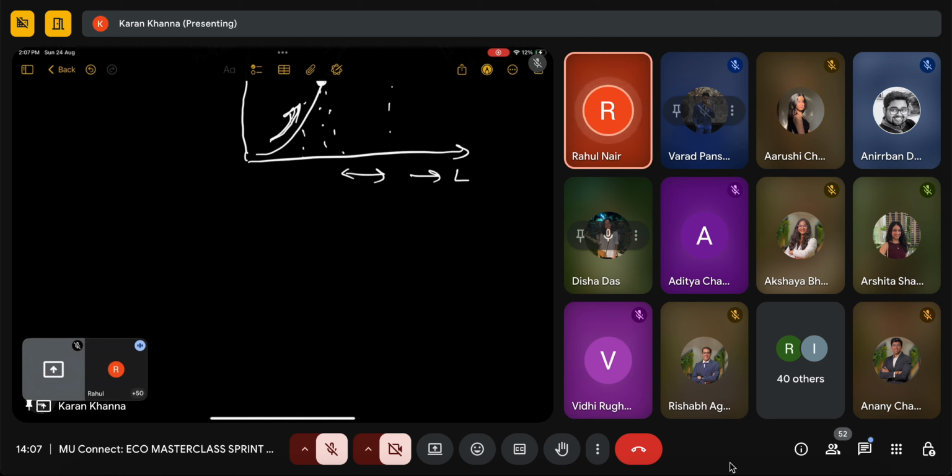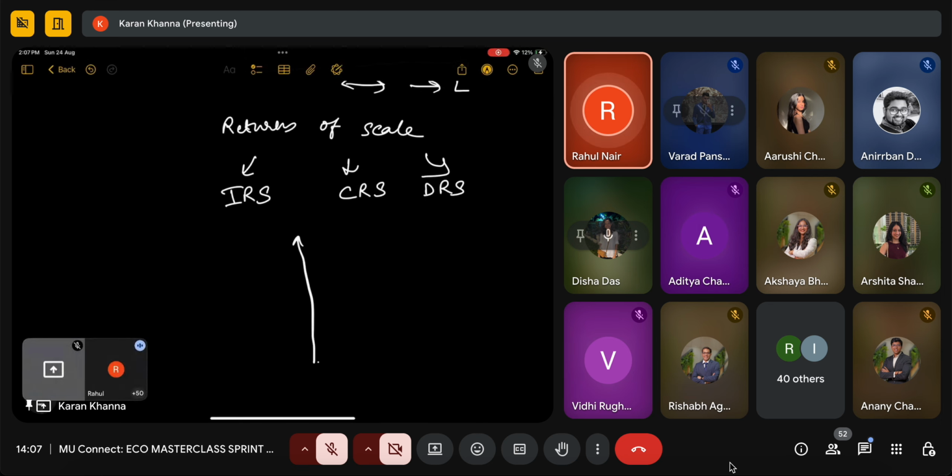After that, we can go to returns to scale. So there are basically three returns to scale: IRS, increasing returns to scale, CRS, constant returns to scale, and DRS, decreasing returns to scale. This returns to scale will always be in the longer term. It will not be in the short term.